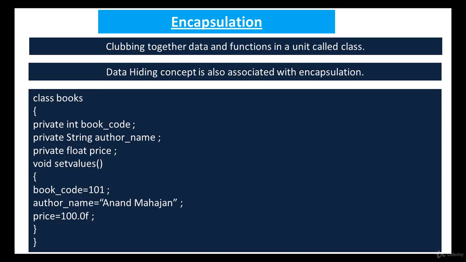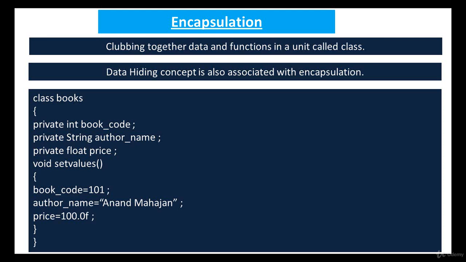Now, encapsulation. This is something which we have already talked about. This is nothing else but clubbing together data and functions in a unit called class, right? Functions are also called methods. This is called encapsulation, when we club together data and functions in a unit, and that unit is called a class. Now, there is a concept called data hiding. The data hiding concept is also associated with encapsulation.